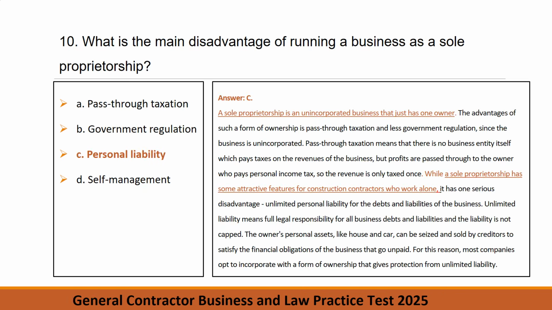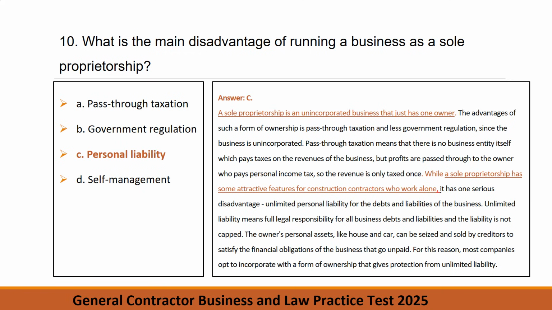Answer C. A sole proprietorship is an unincorporated business that just has one owner. The advantages of such a form of ownership are pass-through taxation and less government regulation, since the business is unincorporated. Pass-through taxation means that there is no business entity itself which pays taxes on the revenues of the business, but profits are passed through to the owner who pays personal income tax, so the revenue is only taxed once.